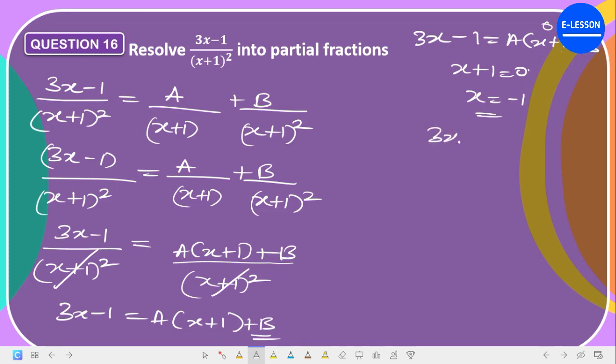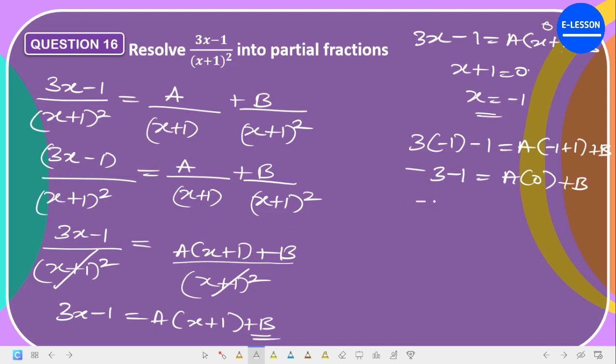So this gives us 3S. Substitute that into the equation. In place of S, we put minus 1. So it becomes 3 bracket minus 1 is equal to A bracket minus 1 plus B. And this becomes minus 3 minus 1 is equal to A, minus 1 plus 1 is 0, plus B. And it becomes minus 3 minus 1, which is minus 4, equal to 0 plus B. And then your B is equal to minus 4.